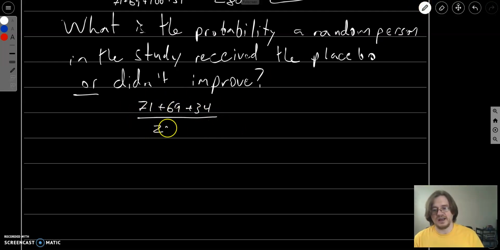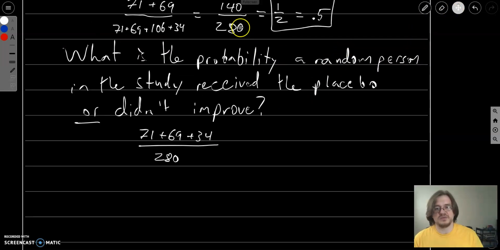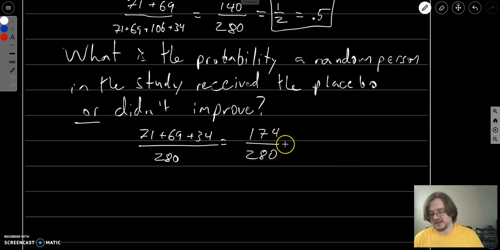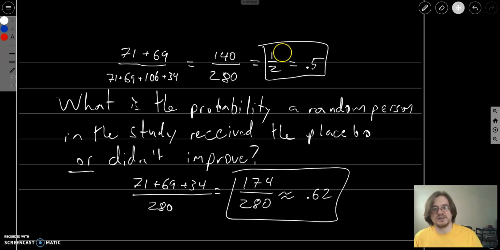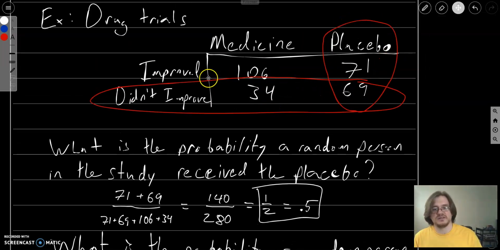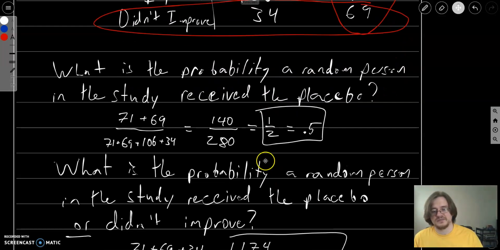Out of, as we saw in the previous example, there were 280 total participants. So this adds up to be 174 out of 280. This is a pretty big fraction, so if we round, this will be about 0.62. So here's the answer. What's the probability that a random person in the study received the placebo or didn't improve? Well, it's referring to anyone in these red circles.